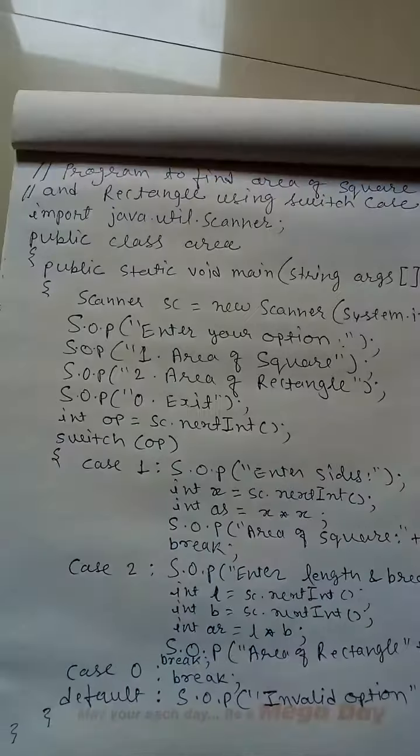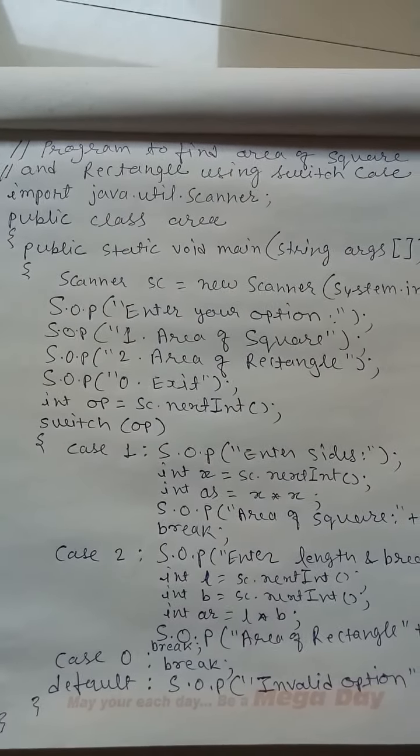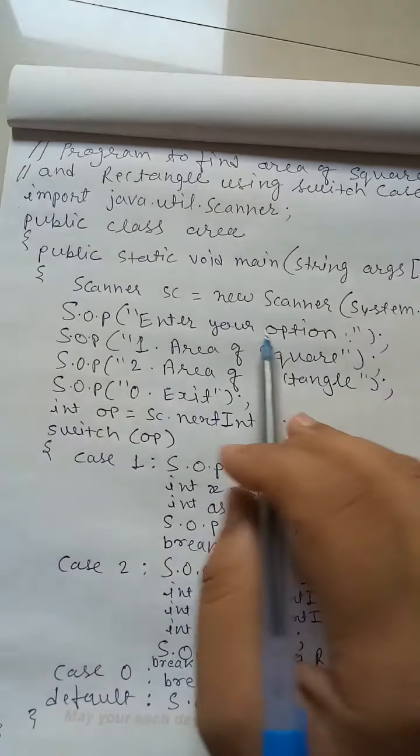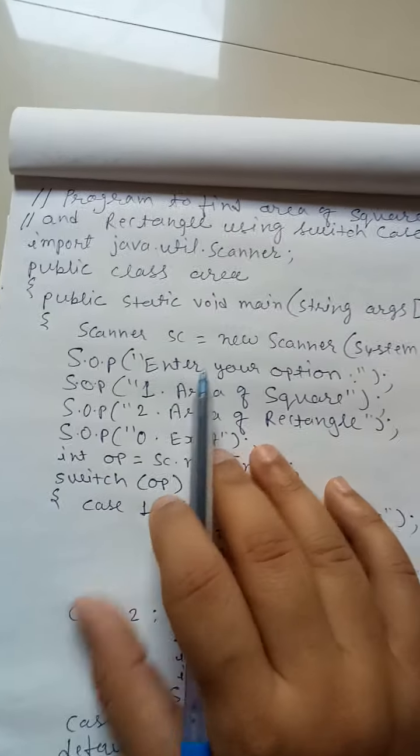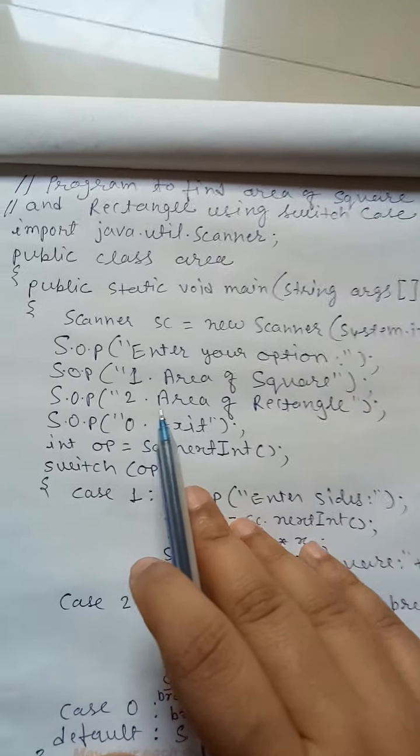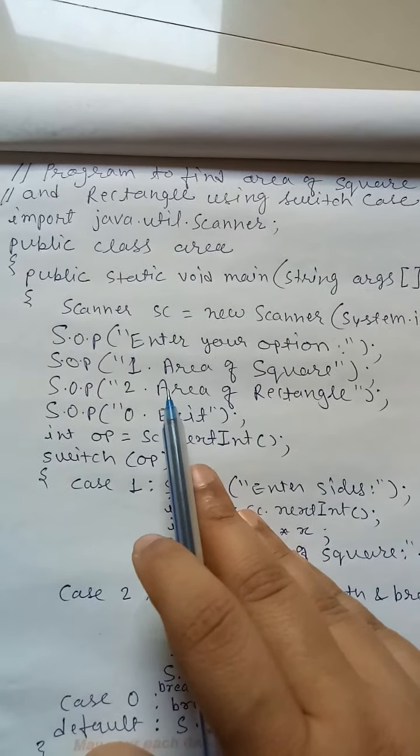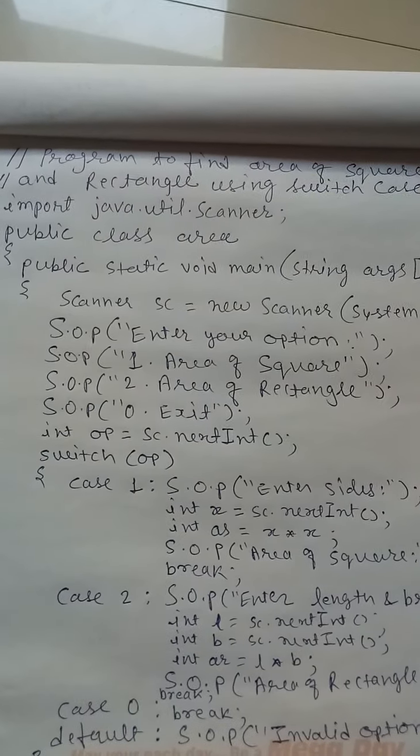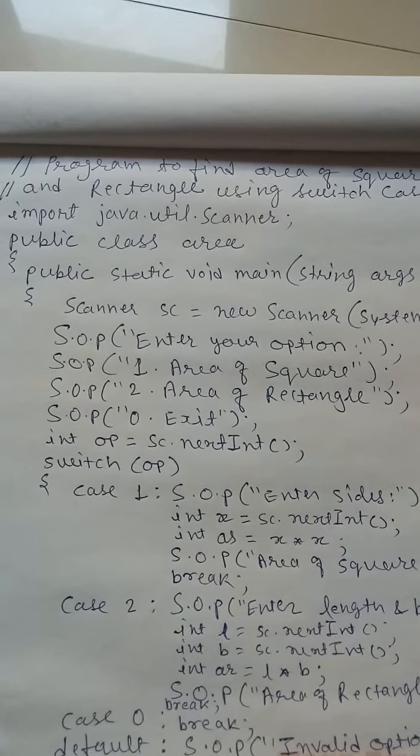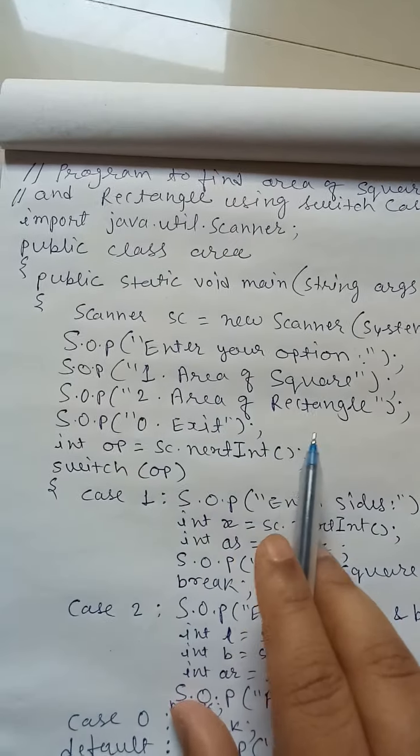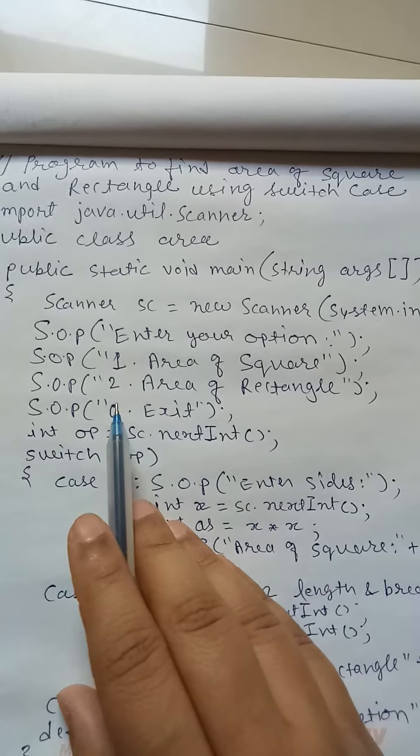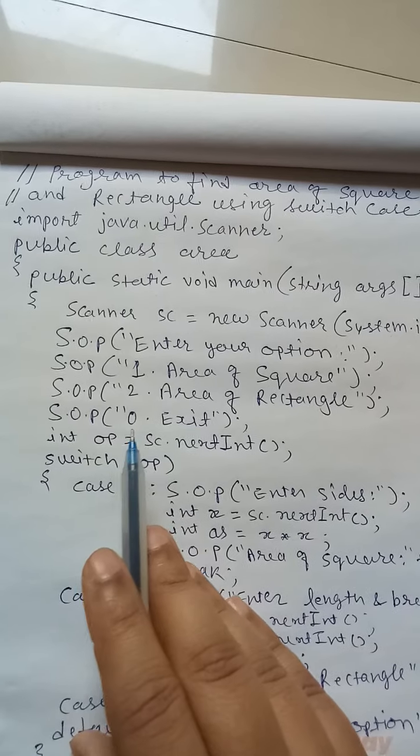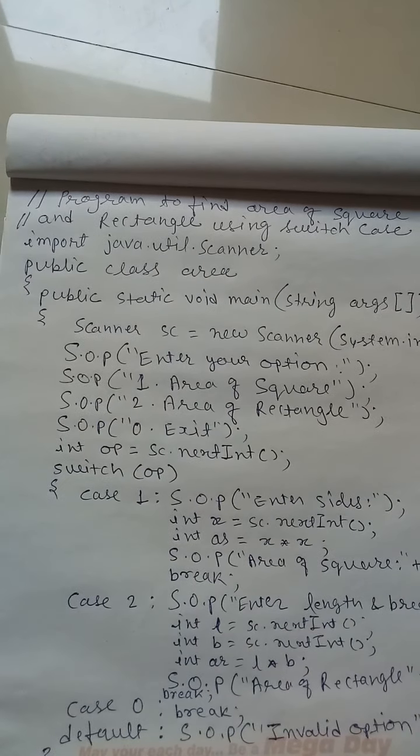Then here I'm starting my program. First of all, when you are using switch case, you have to give choice to the user. So here I have given 3 choices to the user, but before that I'm asking them कि enter your option. मतलब जो भी option हम दे रहे हैं यूज़र को, they have to choose out of them. Like my first option is SOP 1 for area of square. मतलब if you want to find out area of square, then user has to enter 1. If they want to find area of rectangle, then they have to enter 2. And if they want to exit, they don't want to do anything, then they have to enter 0.